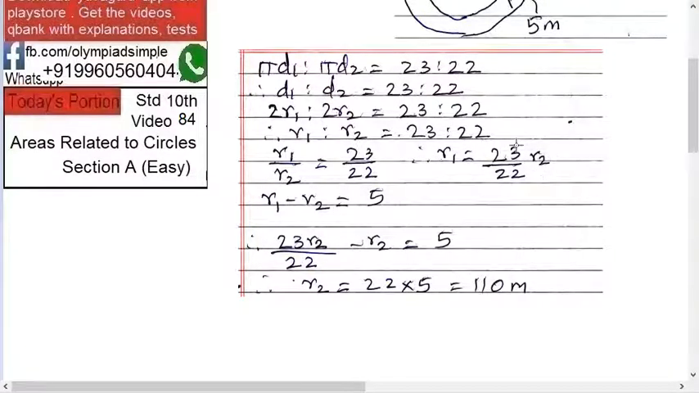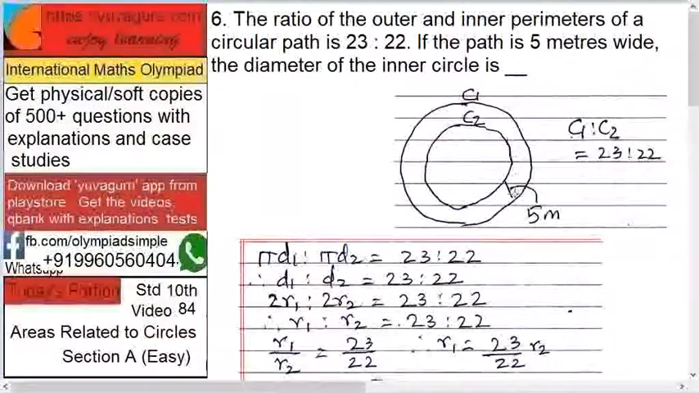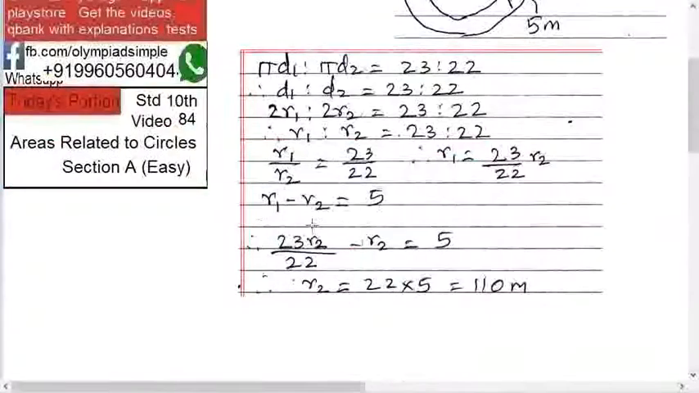After this it's clear. But what's given? The difference is 5 meters. So r1 minus r2 equals 5 meters. Now input the value of r1: 23 r2 by 22 minus r2 equals 5. Solve this. You will get 22 into 5, that is 110, because 22 comes here, 23 minus 22 is 1, and 22 goes on this side. So 110 meters is the radius r2.